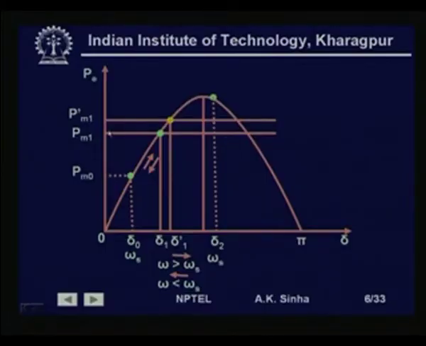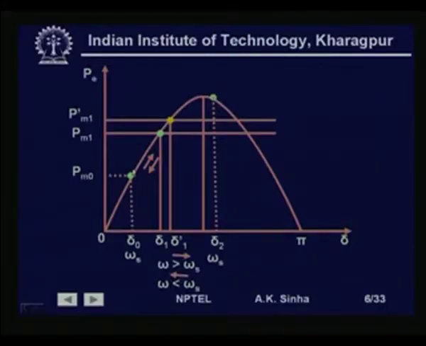Now, suppose instead of raising this mechanical input to P m 1, we raise it to P m 1 dash. If we do that, then what happens? Now we have much more accelerating power available. So, the acceleration is going to be much faster and we will be going from this point moving up.